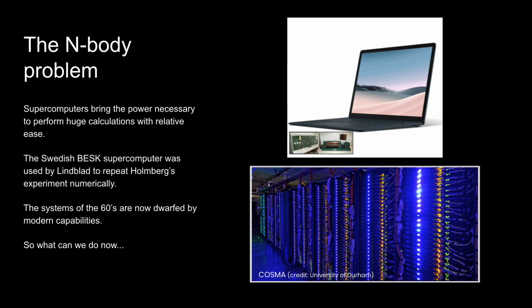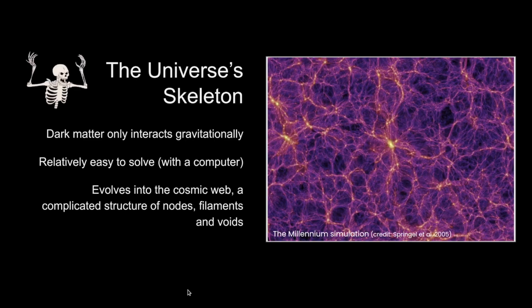So the question now is, what can we do? What can we do now with modern computing? And for that, I'm going to pass back over to Chris, who is going to tell you about the function of dark matter and show you what a modern supercomputer is capable of in terms of an n-body simulation.